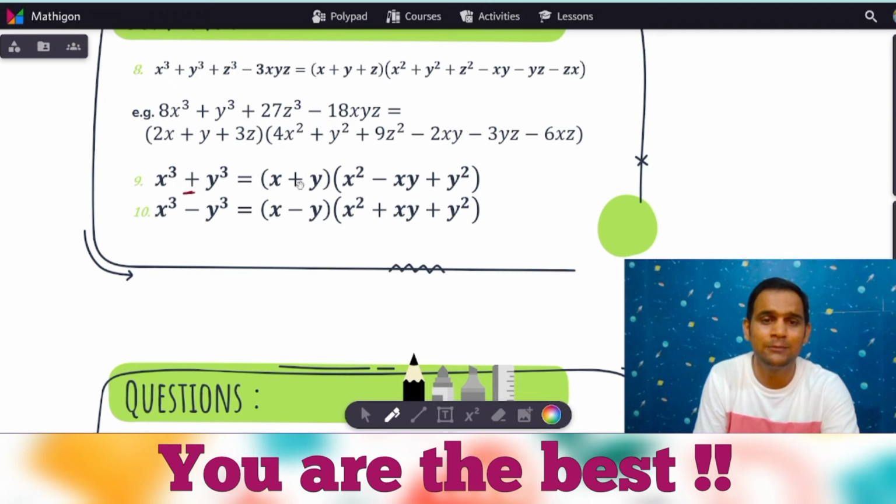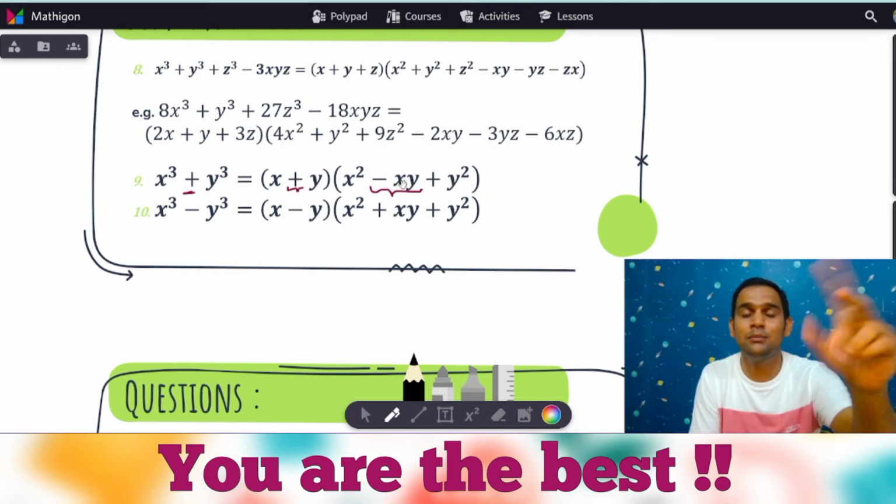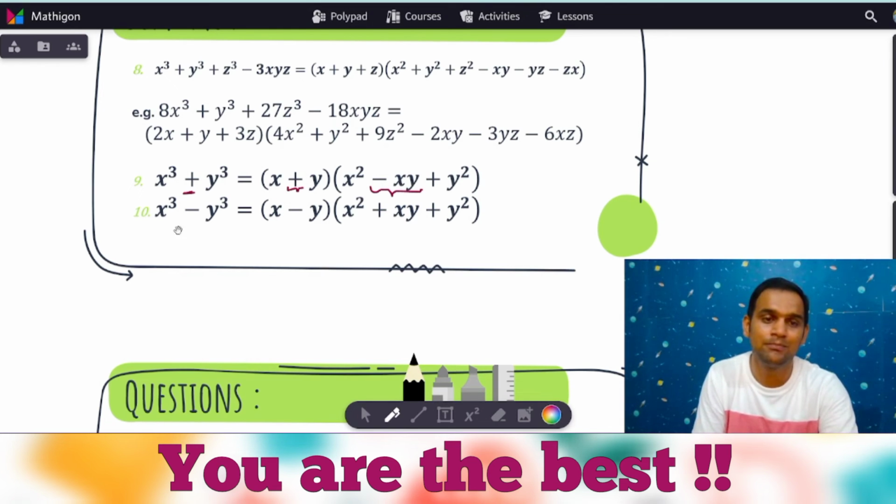If we have a plus here, the linear factor is plus, and in the quadratic factor, the mixed term, which has the mixture of both the variables, is negative. Just the opposite in case of x cube minus y cube. Yes, let's try to understand the explanation. Verification, once again, you can do the distributive property. x is distributed and then y is distributed. Everything will get cancelled out.